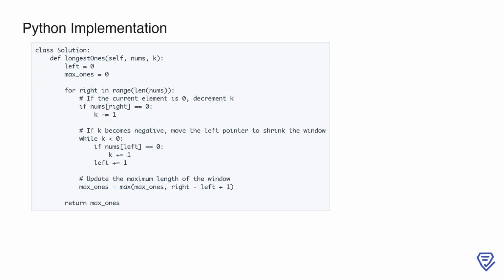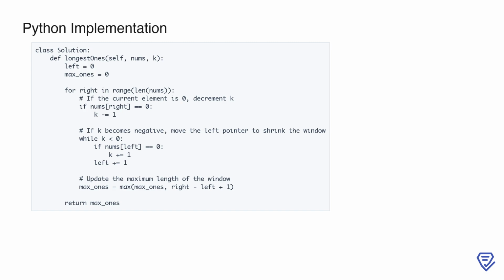3. Flipping zeros, decrementing k: whenever we encounter a 0 at nums[right], we decrement k because flipping a 0 consumes one of our allowed flips. 4. Adjusting the window: if k becomes negative, indicating we've used more flips than allowed, the while loop moves the left pointer to shrink the window. This process ensures k becomes non-negative again.